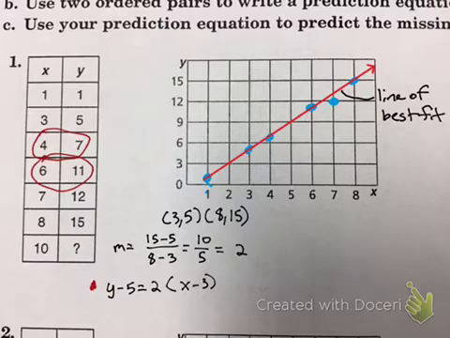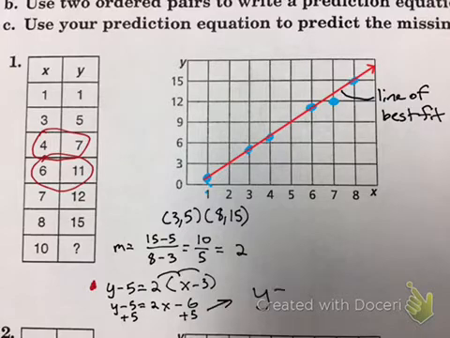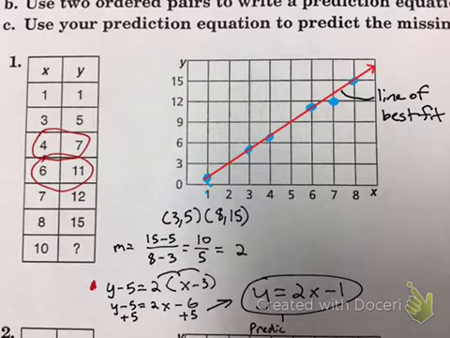Alright, and so from here I'm going to distribute the 2. Gives me y minus 5 equals 2x minus 6. Alright, I will then add 5, and I have y equals 2x minus 1. Alright, well, that is perfect. That is in slope intercept form, but that's also called my prediction equation.